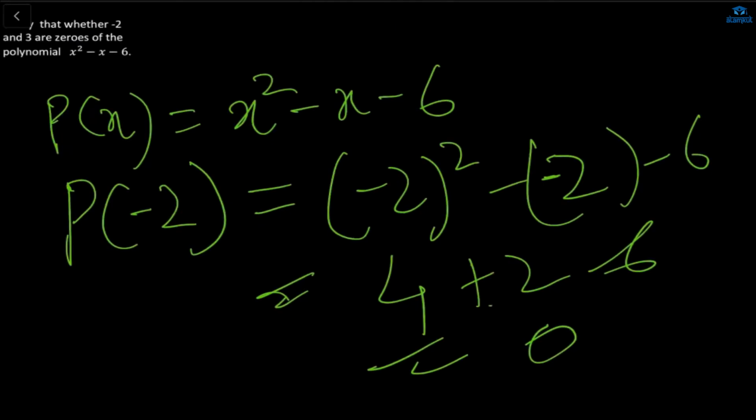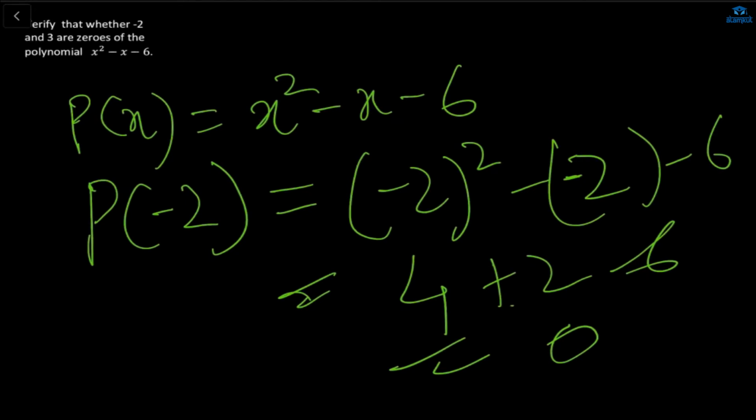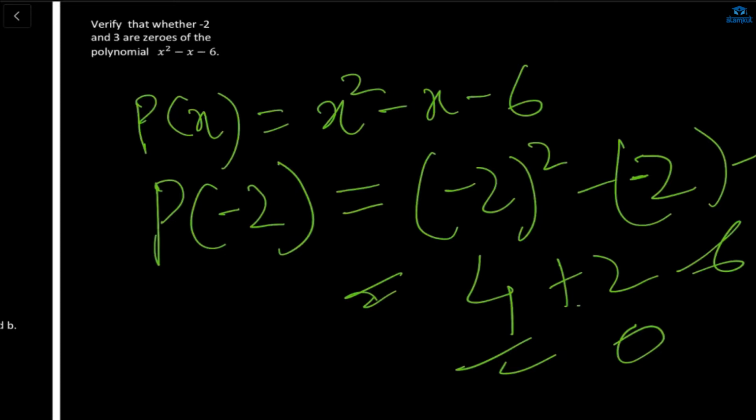The given polynomial here is what? Sharia? Yes, ma'am. What is the given polynomial in the question? Ma'am, it's x square. The given polynomial is, see, x square minus x minus 6. Am I right? Yeah. I've written here P(x) is equal to x square minus x minus 6.